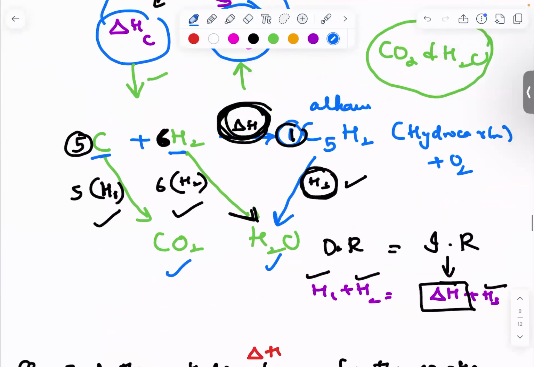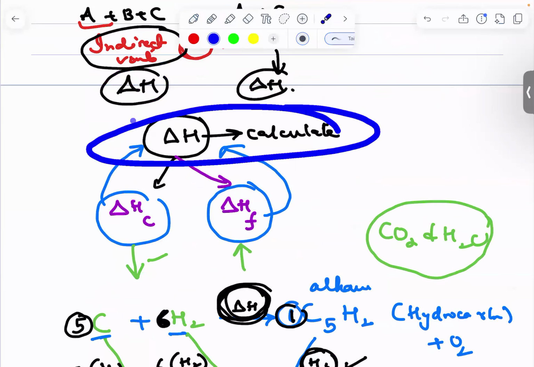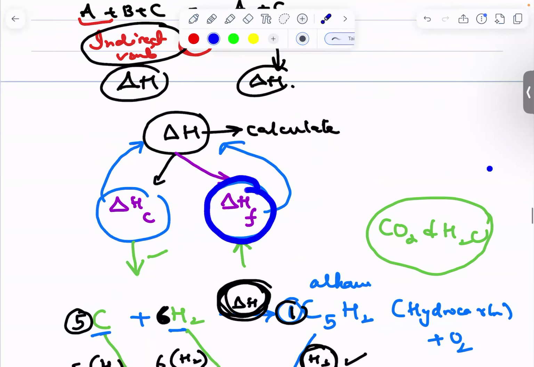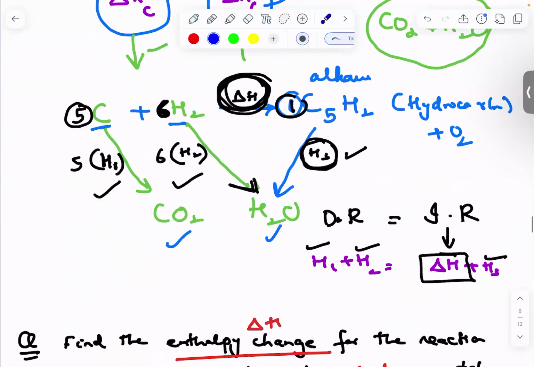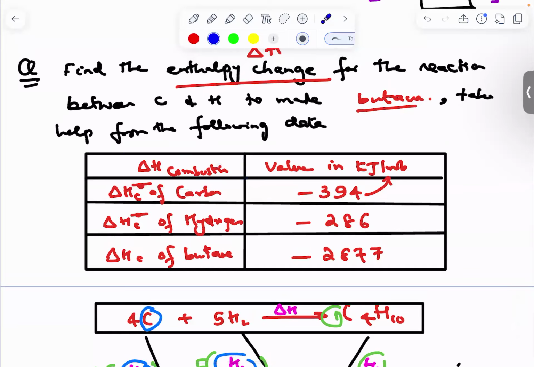So, going back to the main point, that you need to calculate delta HC. Whenever you need to calculate the enthalpy change, one of two types of data would be given to you. Maybe you are given delta HC or delta HF. In this question we have just solved, we have been given the data of delta HC, that is combustion data.